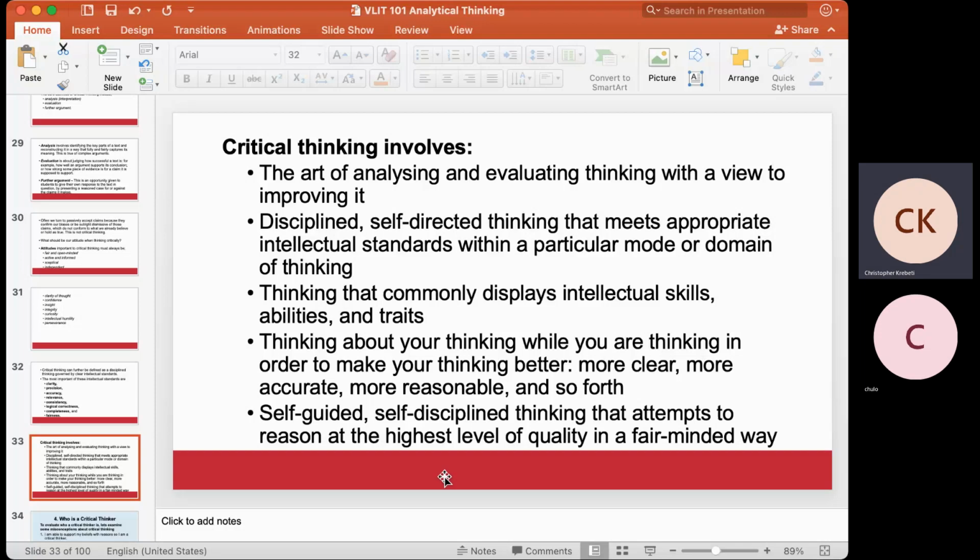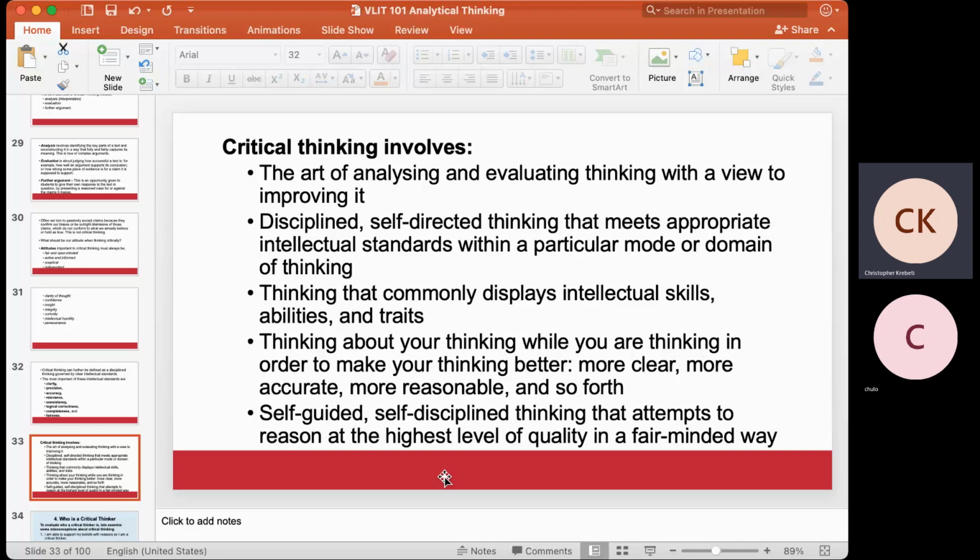So critical thinking also involves thinking about your thinking while you are thinking in order to make your thinking better. So it means that it is not everything you think that is right. Sometimes what you're thinking is wrong, but your ability to think about your thinking, you think through it again to see that, hey, what I'm thinking, is it good? Or what I have thought and said, is it good? If it is not, you can quickly go back and then clarify, make it accurate, and make it more reasonable, and so forth.